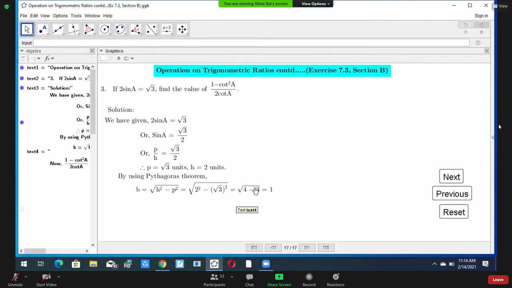So 4 minus 3 is 1, and the square root of 1 is 1. Now all the necessary values to find the value of (1 minus cot square A) upon twice cot A we got. Now we are going to find the value of (1 minus cot square A) upon twice cot A.